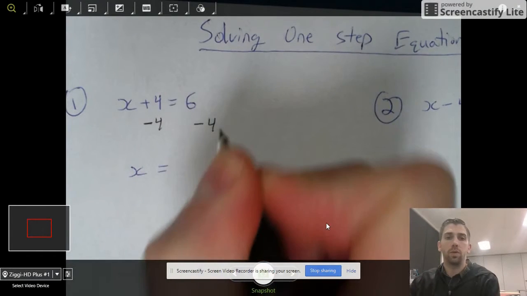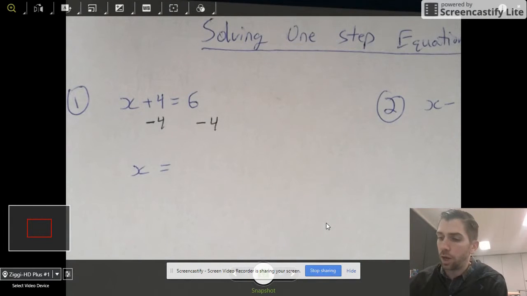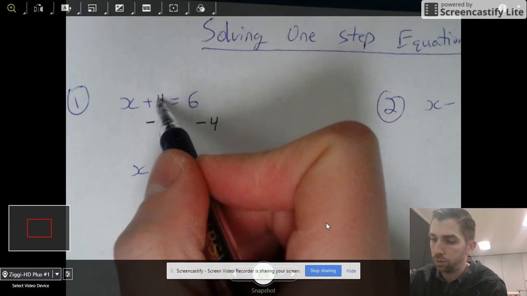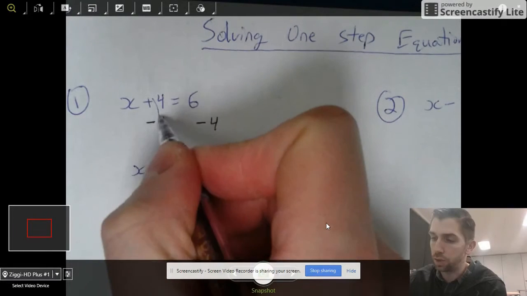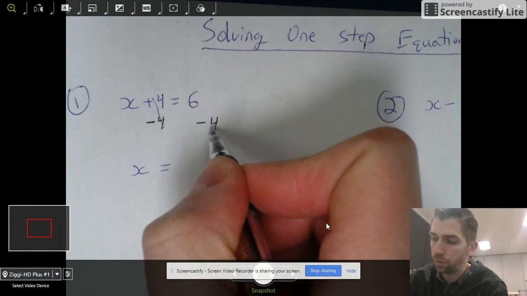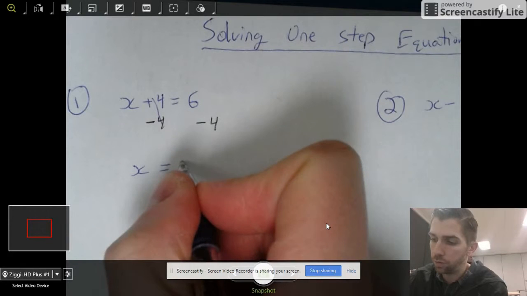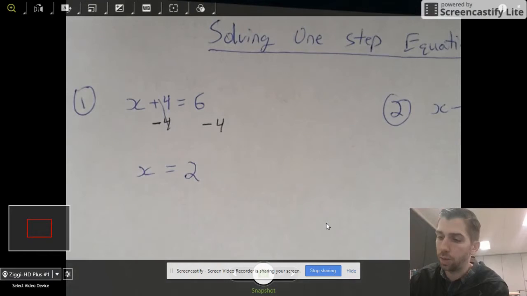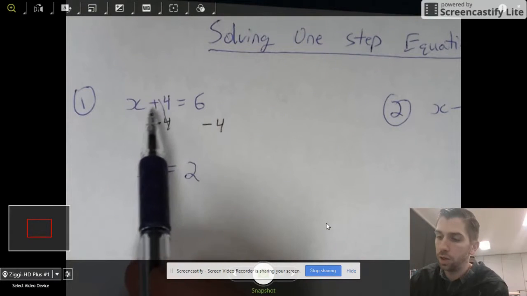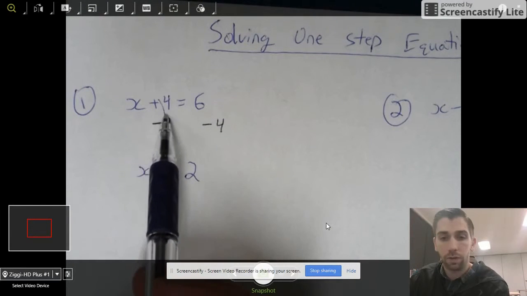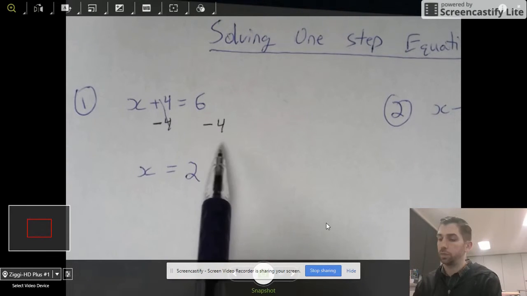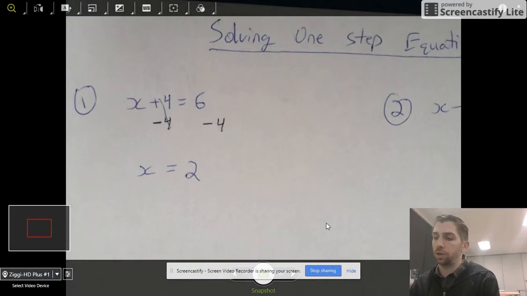I'm going to write it right below. So now what happens is 4 minus 4 gives you 0. 6 minus 4 gives you 2. Our final answer would be x equals 2, because all that's left on my left side of the equation is x. The 4's have canceled. All that's left on the right side of my equation is 2. 6 minus 4 is 2. Okay, so that was pretty simple. Let's look at another one.